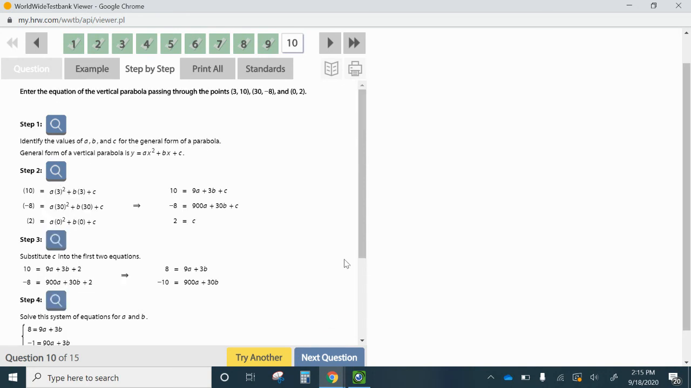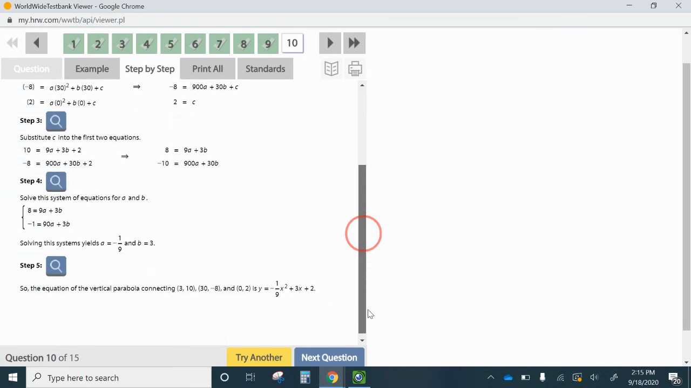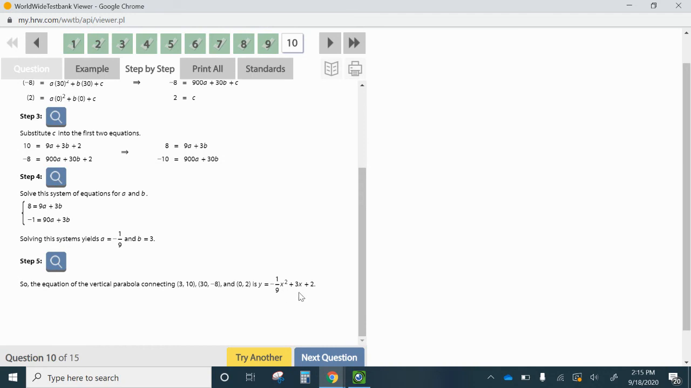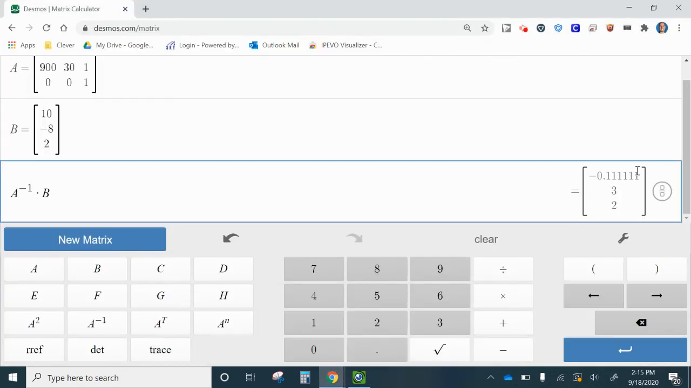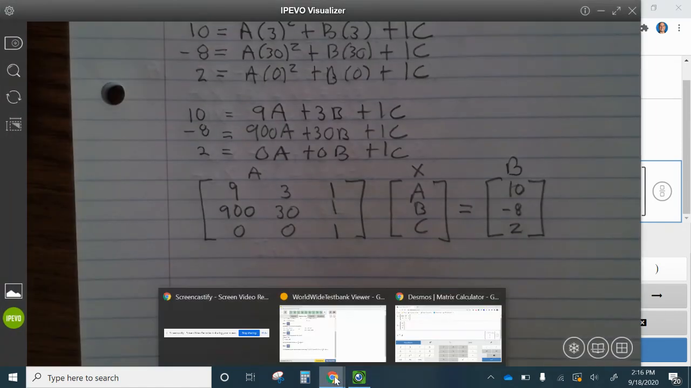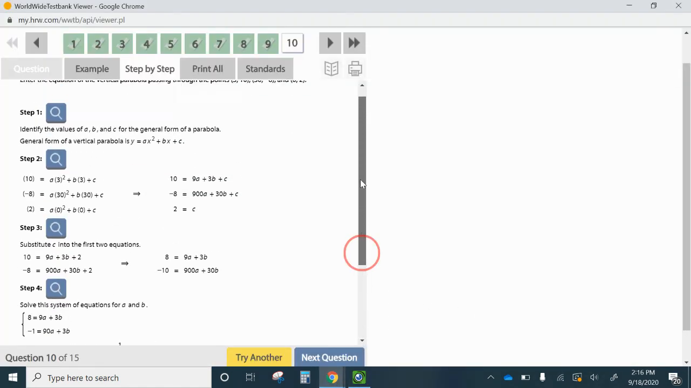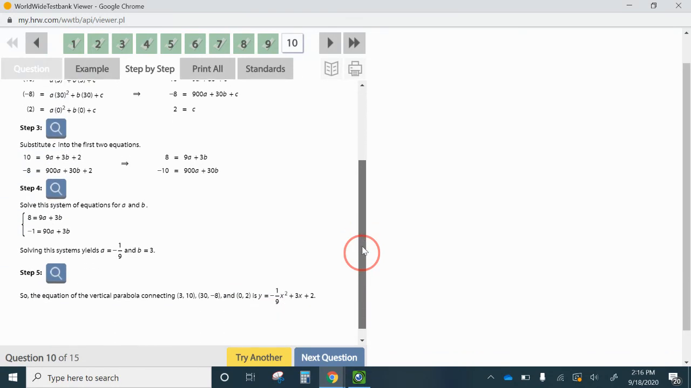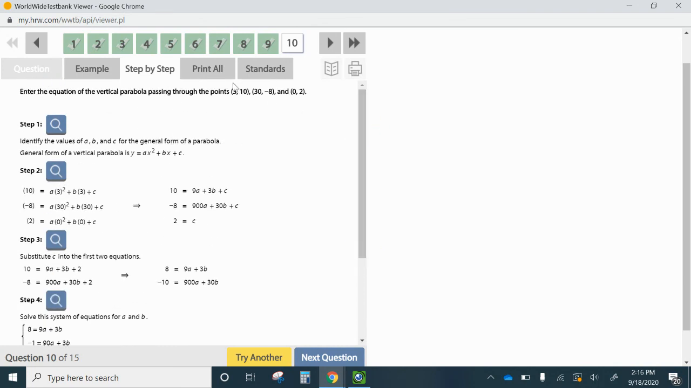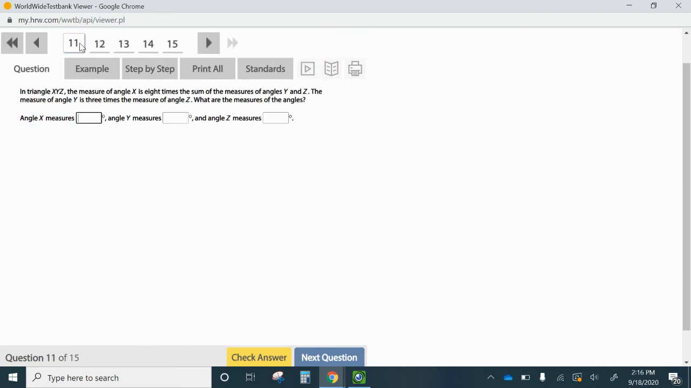All right. Let's look at question number 11. In a triangle XYZ, the measure of angle X is 8 times the sum of the measures of angle Y and Z. The measure of angle Y is 3 times the measure of angle Z. What are the measures of the angles? I'm actually, you know what? I'm going to take this problem out of the assignment, so you're not going to worry about that one.